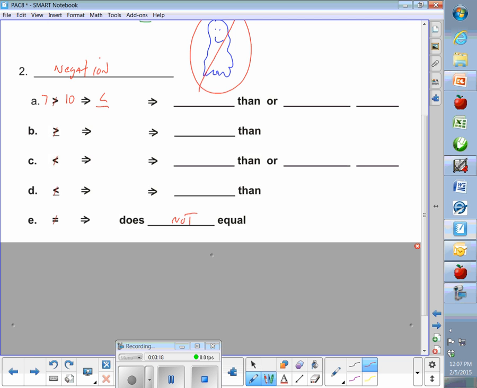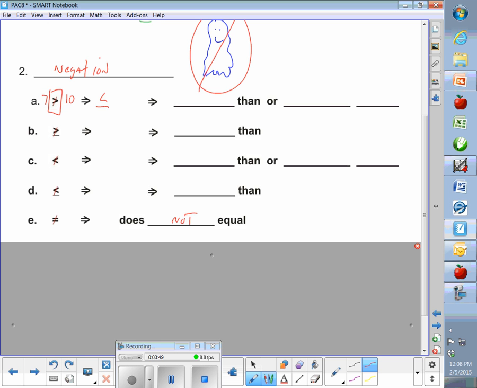Now, what's the shortcut? Look at the symbol, flip it. If it doesn't have a line, put a line under it. That's the shortcut. That's pretty easy. So if you can't understand the reasoning logic to it, you can always do the shortcut. Flip the symbol. If it didn't have a line, put a line under it. If it did have a line, don't put the line under it. It's that simple.